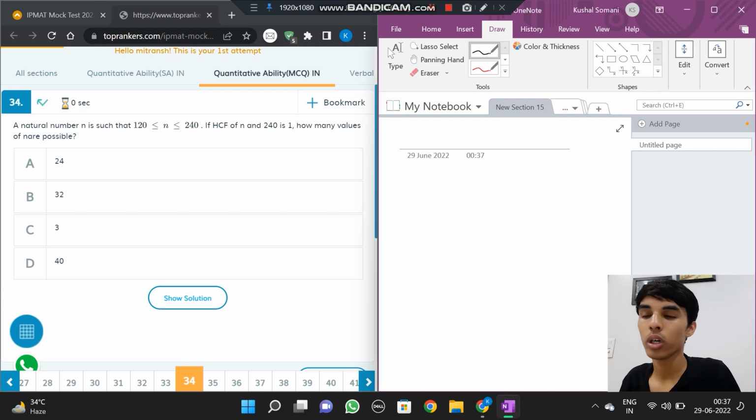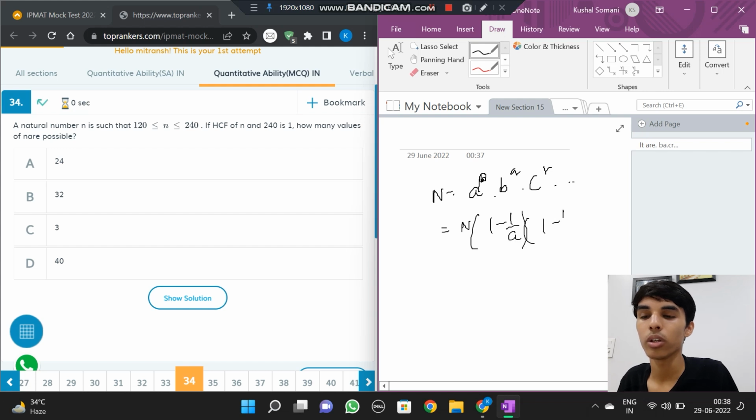If you don't know, you should remember this formula: for a number n whose prime factorization is a to the power p into b to the power q into c to the power r and so on, the number of co-primes of n less than itself is n into (1 minus 1 upon a) into (1 minus 1 upon b) into (1 minus 1 upon c).